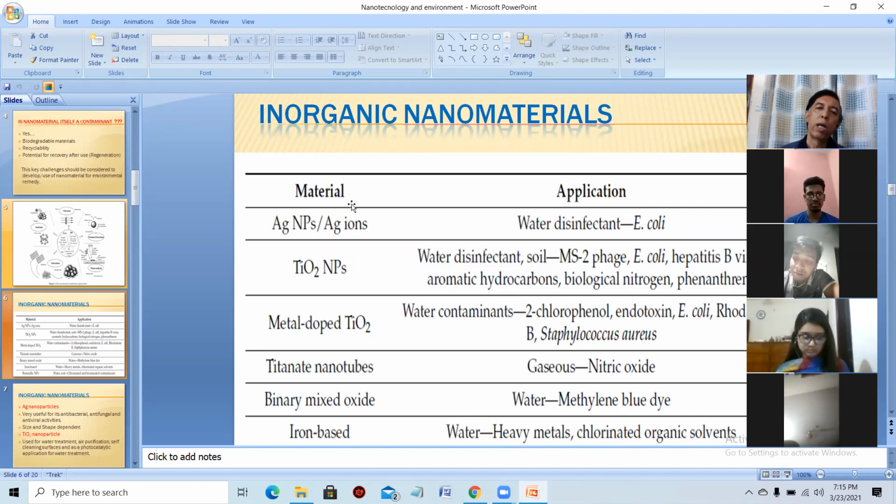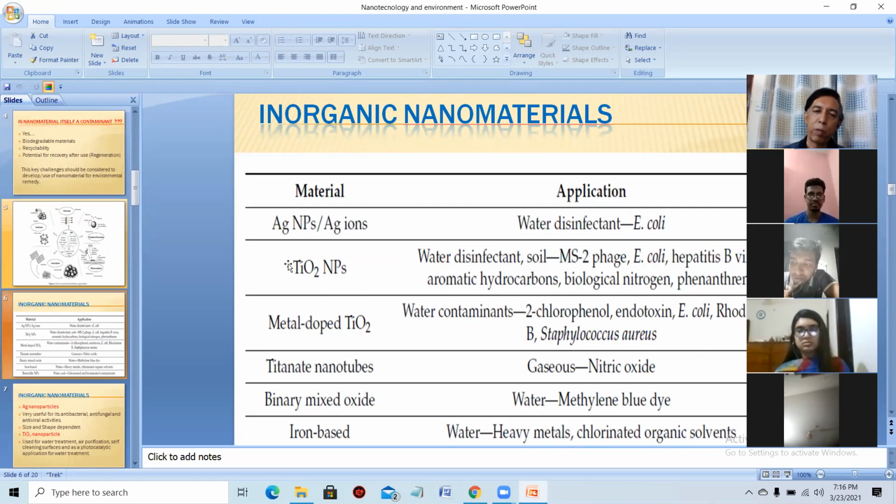So you see, there are first silver nanoparticles or silver ions. They can disinfect a bacteria. This is a bacteria, Escherichia coli. Titanium oxide nanoparticles can also disinfect water. Different types of bacteria, you see, they can disinfect these different types of bacteria. They can reduce or oxidize the aromatic hydrocarbons, biological nitrogen, phenanthrene, etc. This is metal doped titanium oxide.